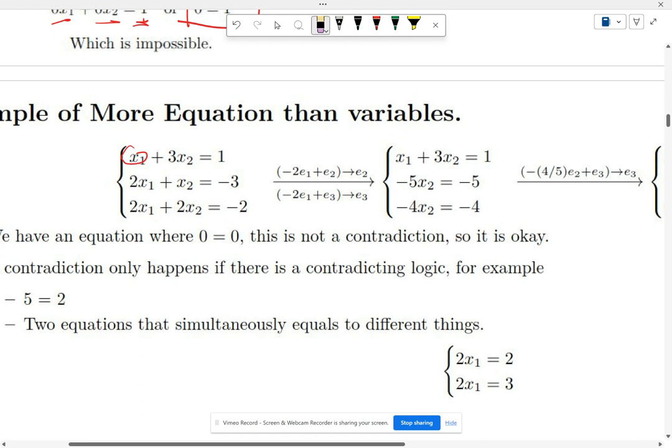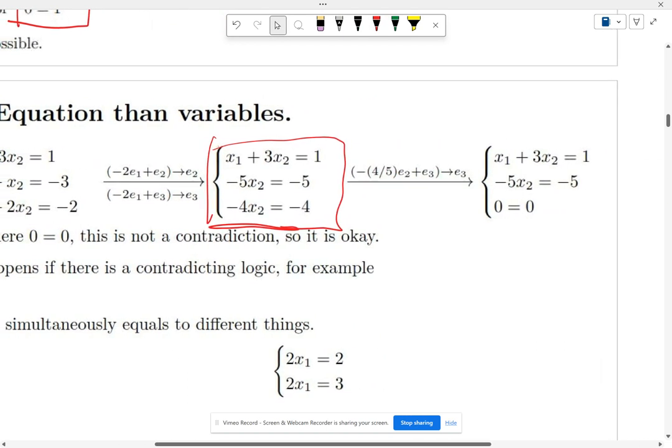And then we're going to do again minus 2E1, and this time we subtract E3 and make that the new E3. So we're going to replace both of them. Once we've done that, the new equation looks like this.